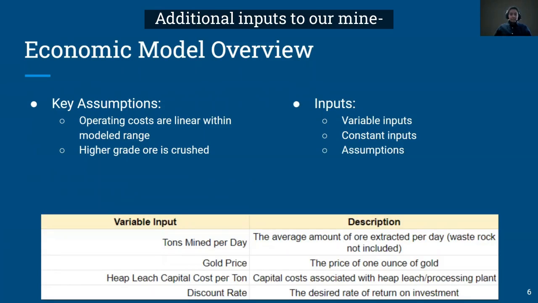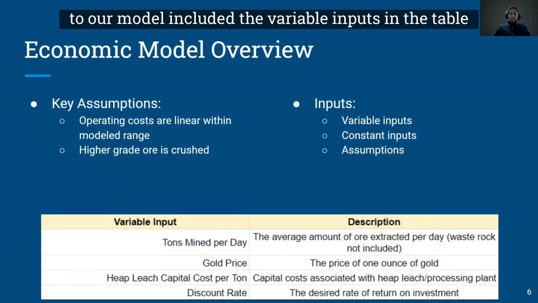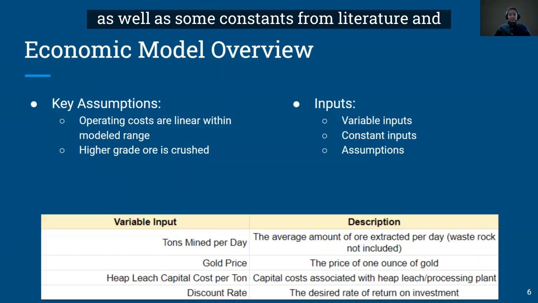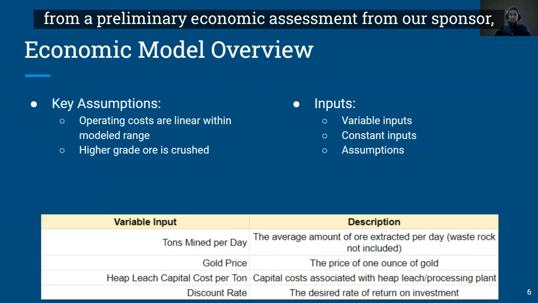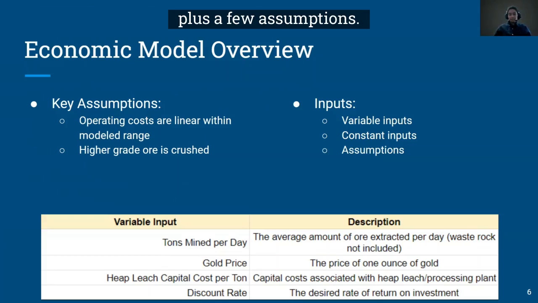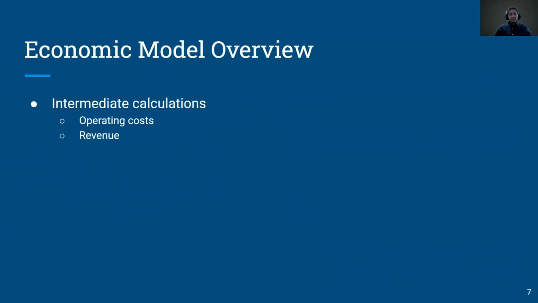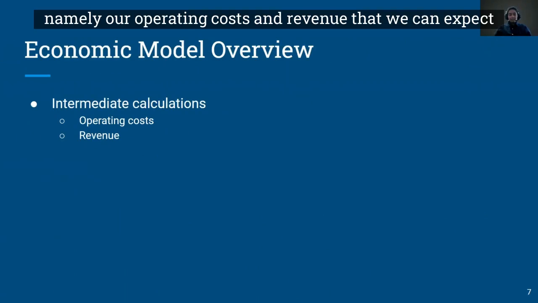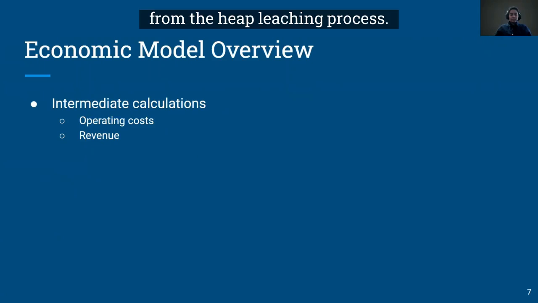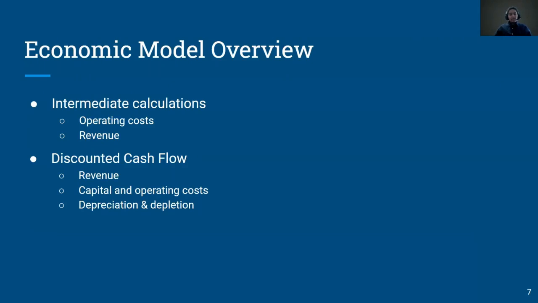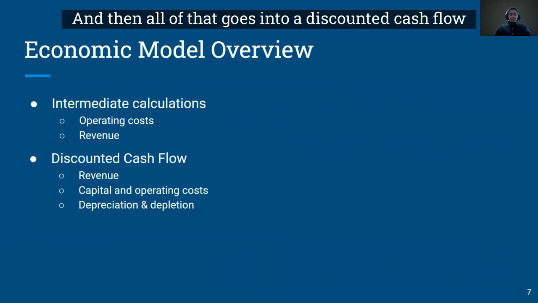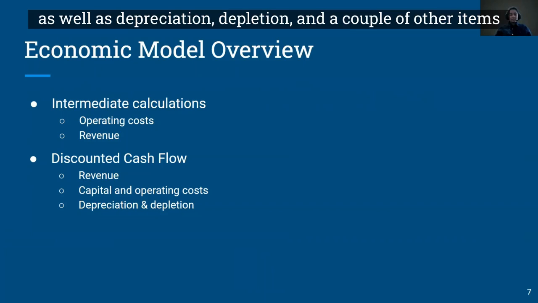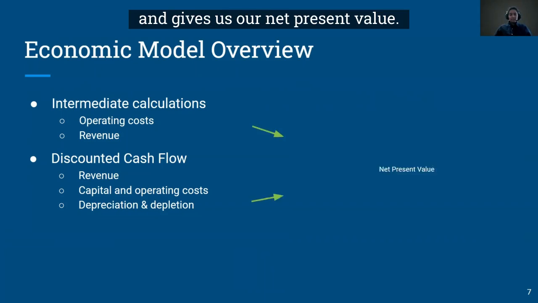Additional inputs to our model included the variable inputs in the table at the bottom of the screen, as well as some constants from literature and from our preliminary economic assessment from our sponsor, plus a few assumptions. Then we take all of those inputs and use them to perform some intermediate calculations, namely our operating costs and revenue that we can expect from the heap leaching process. And then all of that goes into a discounted cash flow. So that takes revenue, capital and operating costs, as well as depreciation, depletion, and a couple of other items, and gives us our net present value.